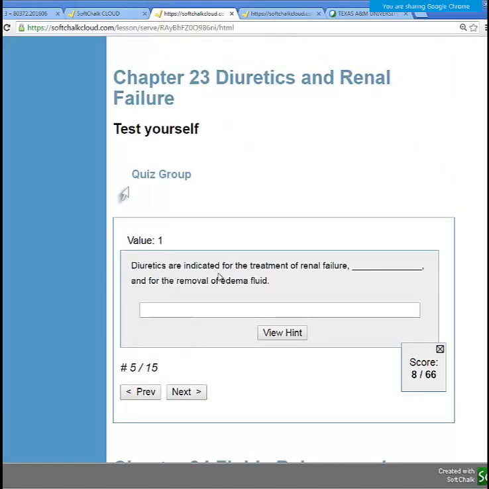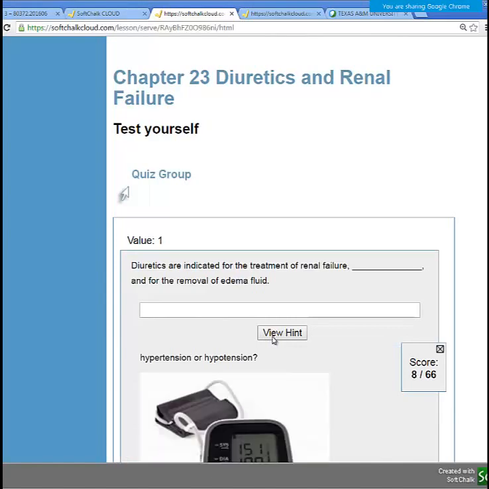Okay, diuretics are indicated for the treatment of renal failure blank and for the removal of edema fluid. So diuretics are indicated for the treatment. This is the indications for diuretics. Why do we use them?